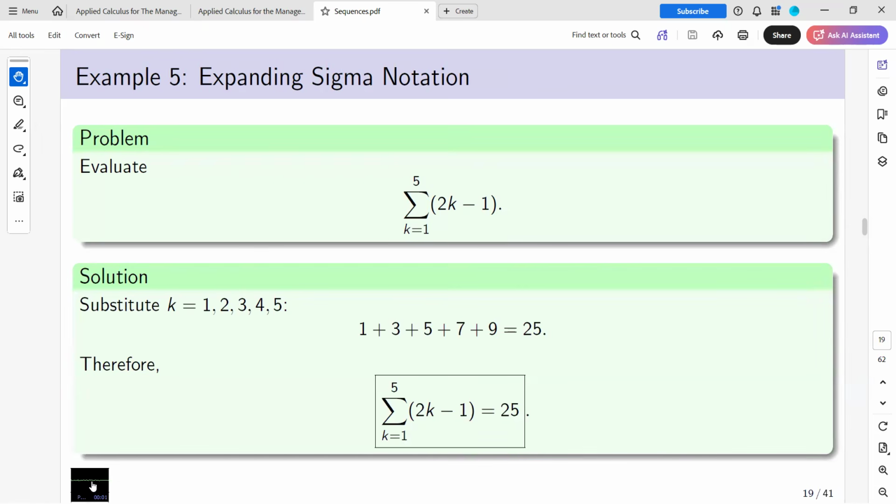Expand the sum by substituting every integer index from 1 through 5. The expression generates the first 5 odd numbers, whose total is 25. Sigma notation saves space, but it does not do the arithmetic while you are not looking.